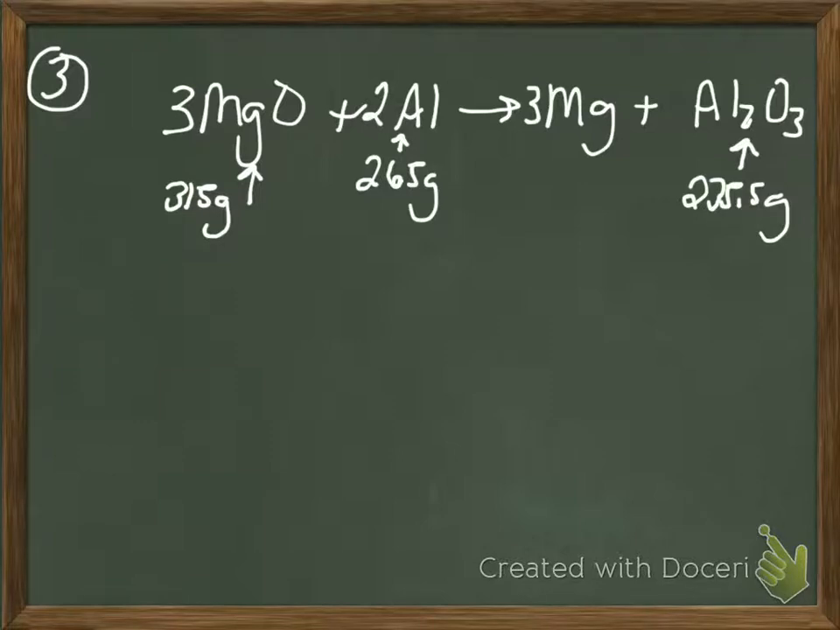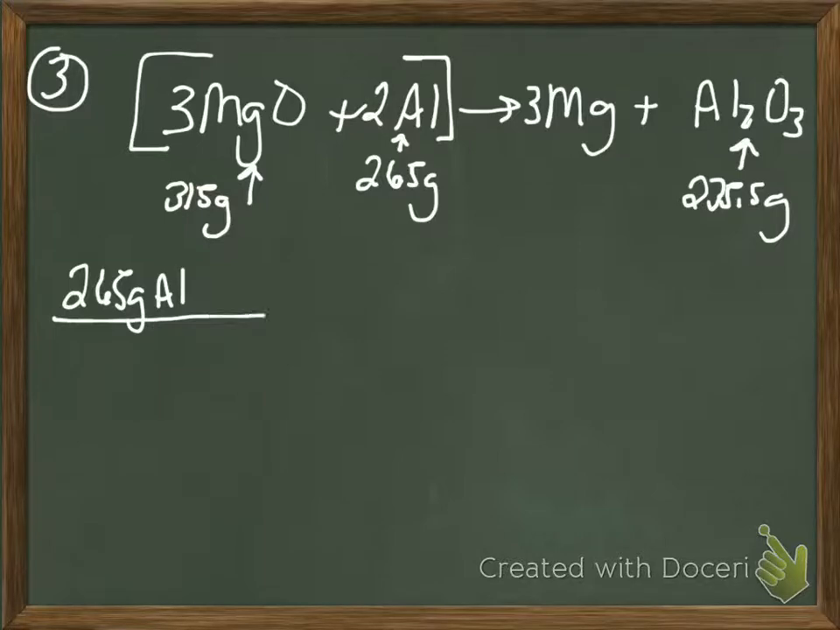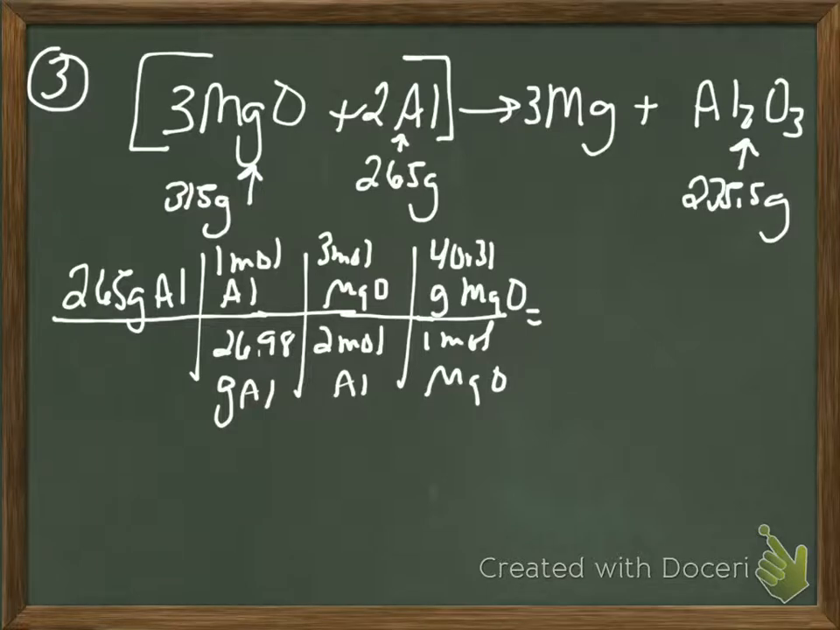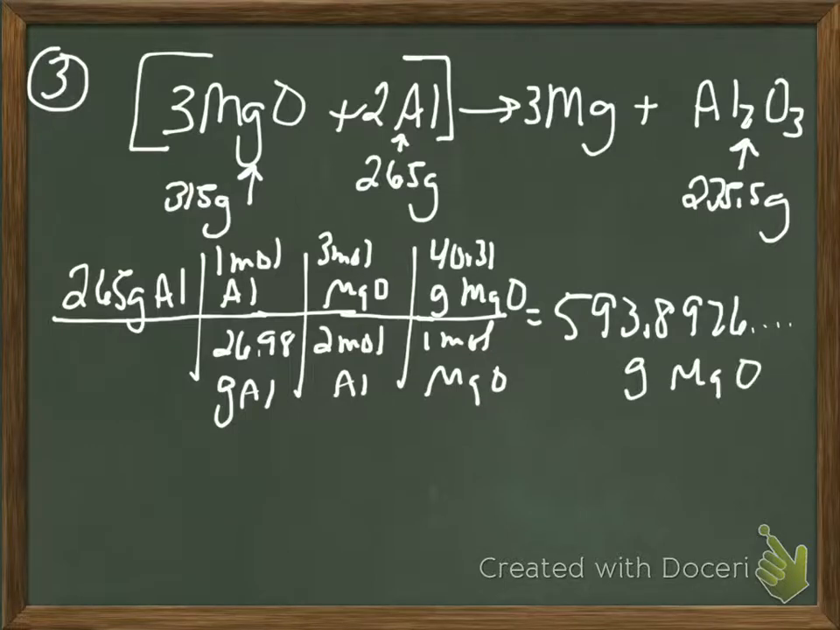Well, we have to know which of these things we're going to use all of. Which is our limiting reactant? Which will we run out of? To do that, you can go either direction. I started off with 265 aluminum, and right now all I'm doing is comparing my two reactants so that I can see which one is my limiting. So I have a factor label that's comparing my two reactants. I get a raw number of 593.8926, etc. grams of magnesium oxide.